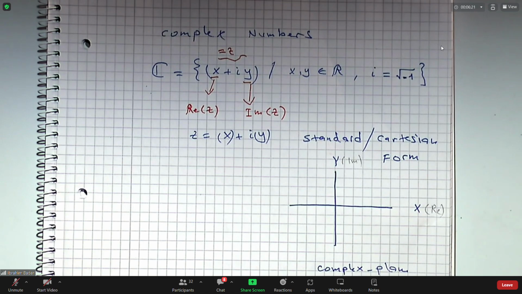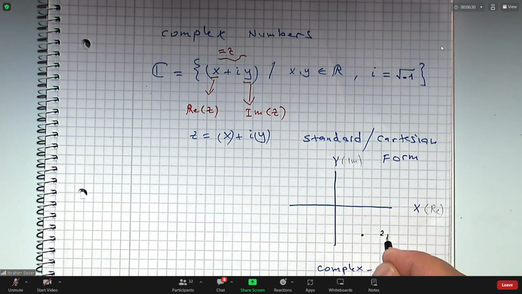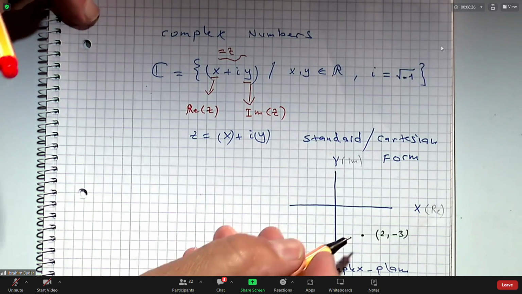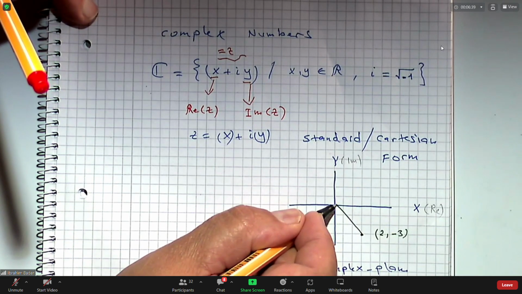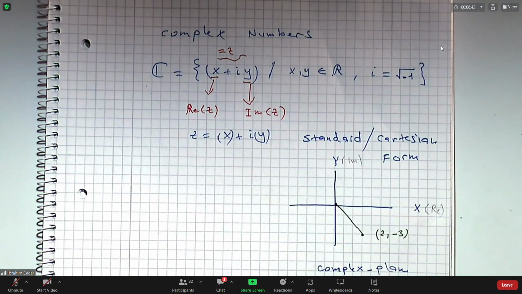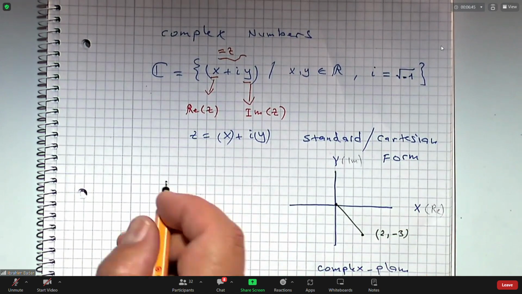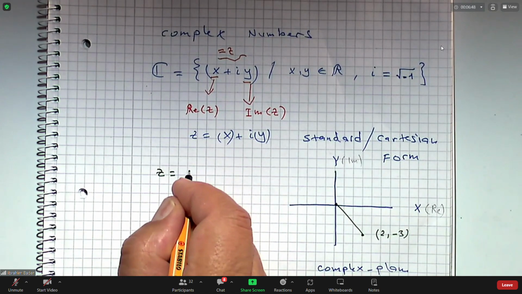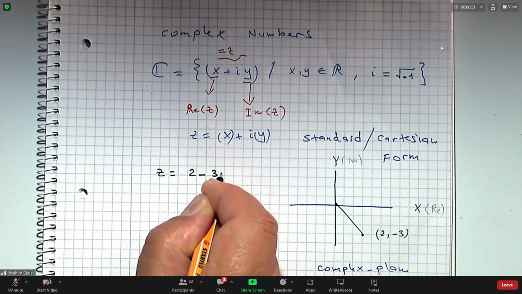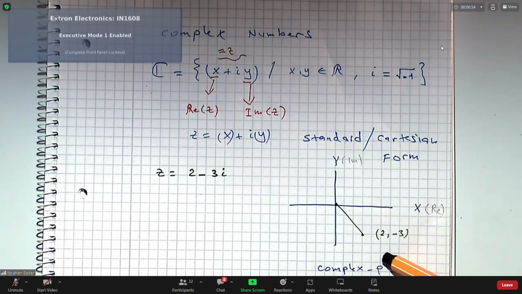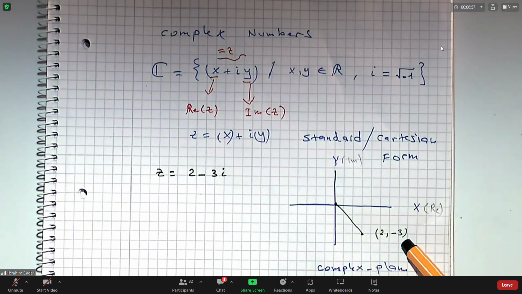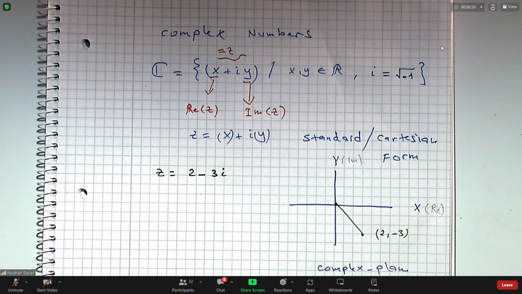So for instance, if I have a point here, let's say this point, and let's assume this is 2, -3, okay? So this point, and I'm going to connect this point with the origin. So this point here will represent the complex number 2 minus 3i, okay? So always the y component here, even though I represent it as an ordered pair, by default it means that the y component goes to the y-axis.